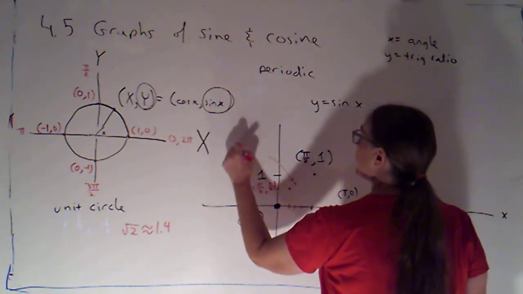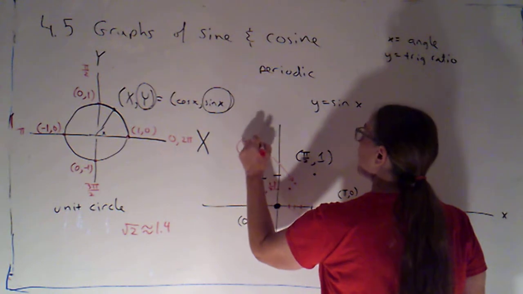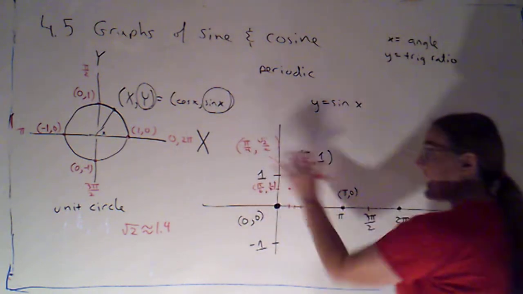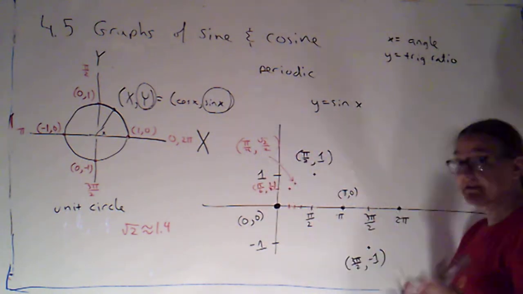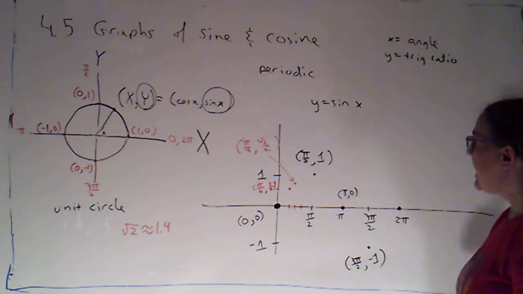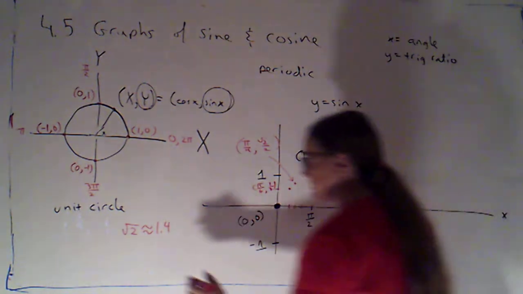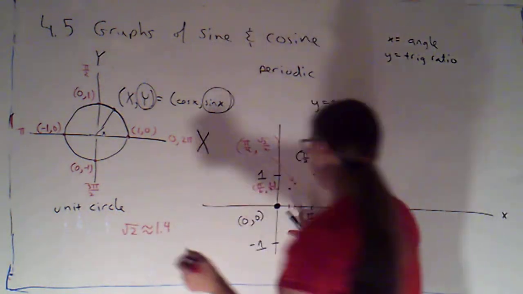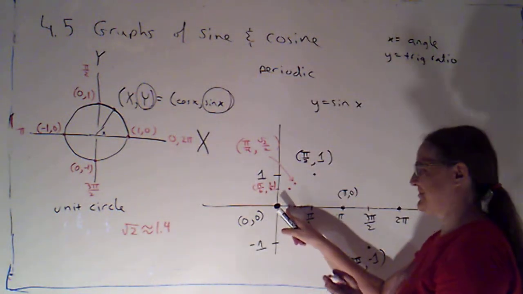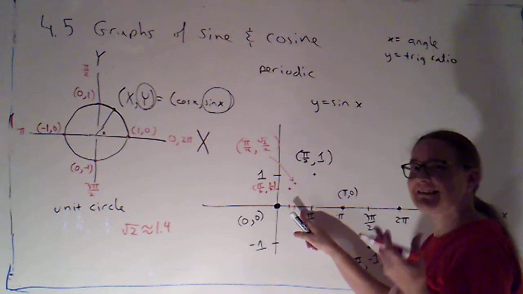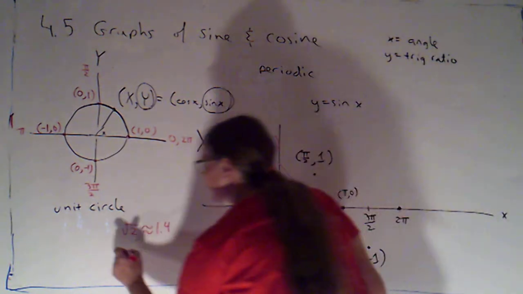Now, I'm going to label that as pi over 4, root 2 over 2. I estimated that as 0.7, but I'm going to label it exactly. And then at pi over 3, I know that sine of pi over 3 is root 3 over 2.